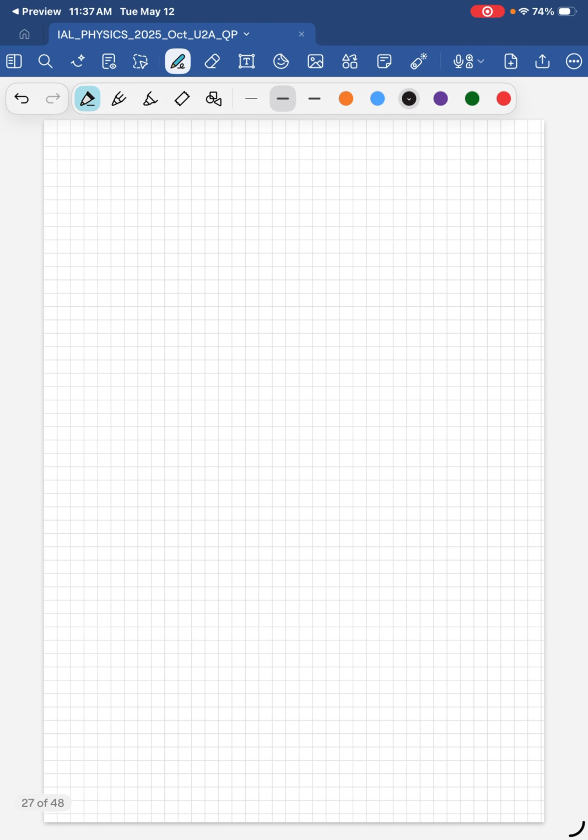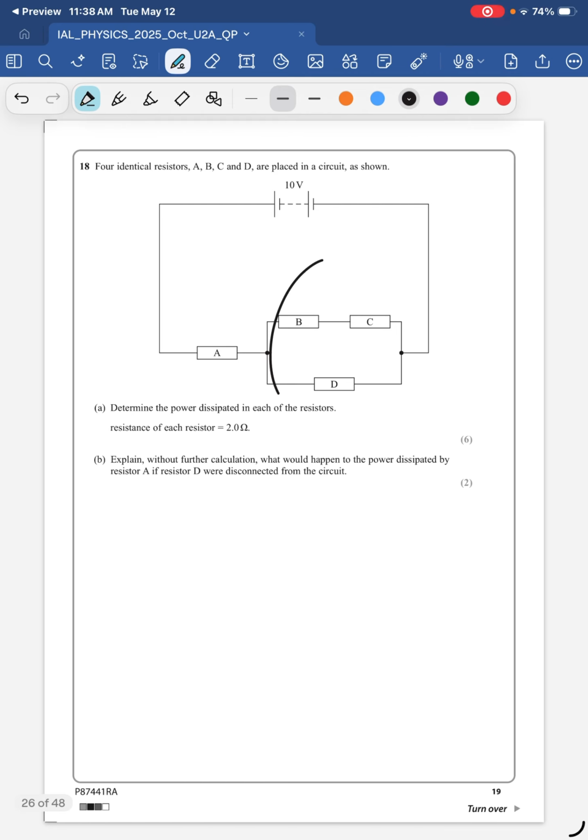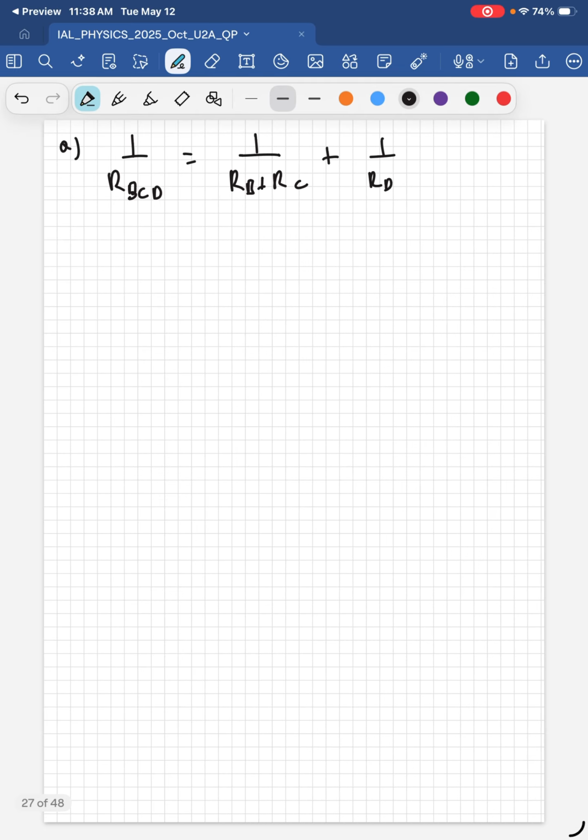Okay, let's use a clean page first. So this is part A. So 1 over R of the section B, C, D is equal to 1 over R_B plus R_C plus 1 over R_D. I hope this makes sense. I'm talking about this section over here. So these two add up, but then the combination BC together is parallel with D. That's why I wrote all this here.